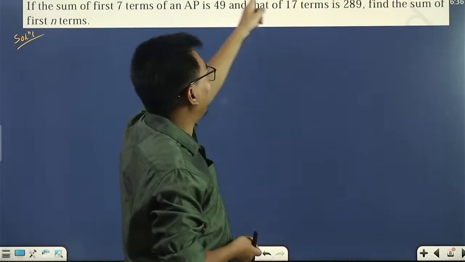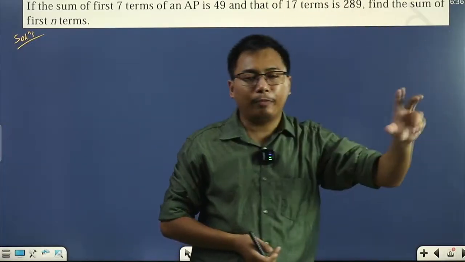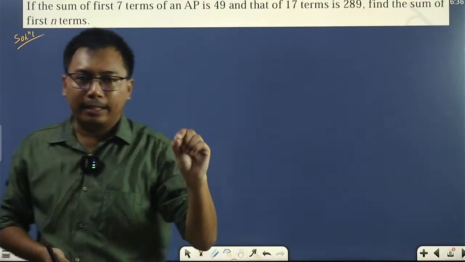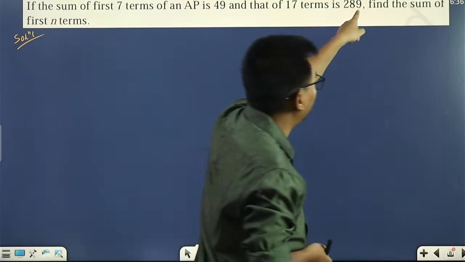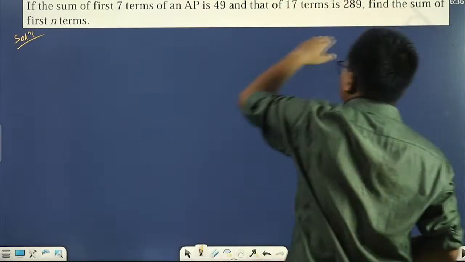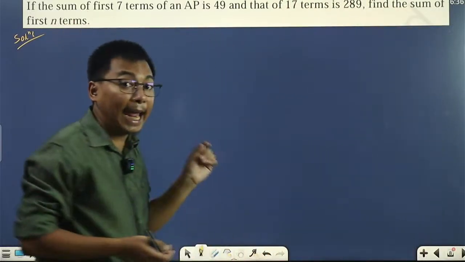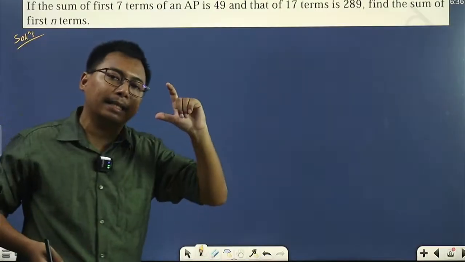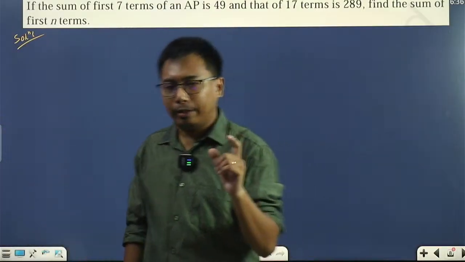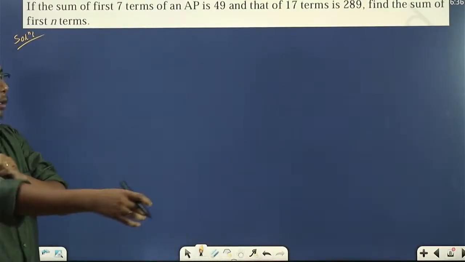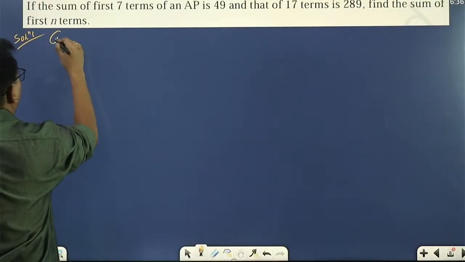Secondly, the sum of 17 terms is 289, which means S17 is given. S17 is 289. We have to find the sum of the first n terms, which means we have to find Sn, the general answer. All right.